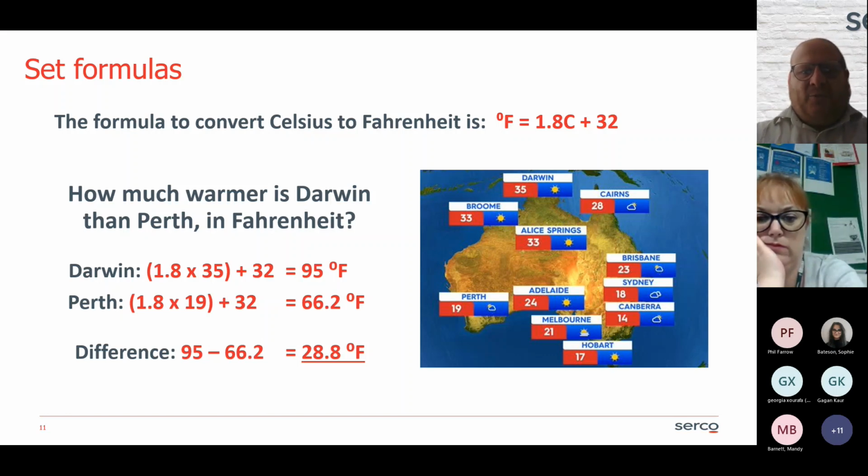So can you do that using that formula, 1.8C, where C stands for the temperature in Celsius, add 32. Can anybody work out what the temperature in Fahrenheit is in Darwin? It's 35 degrees Celsius. What is it in Fahrenheit?